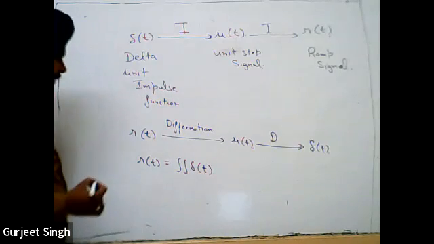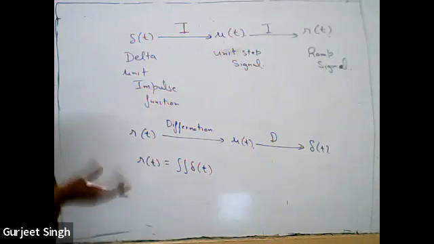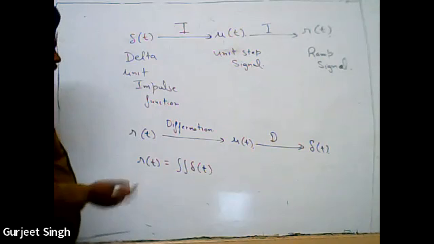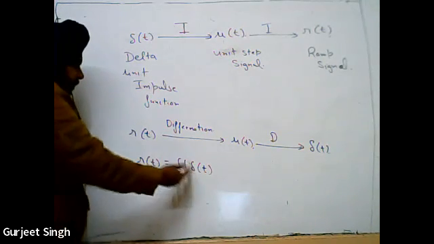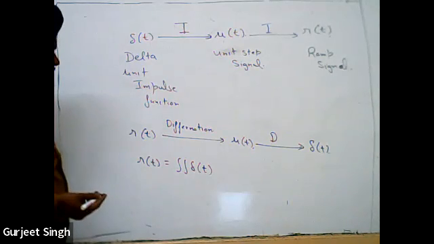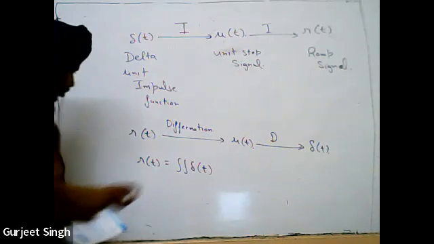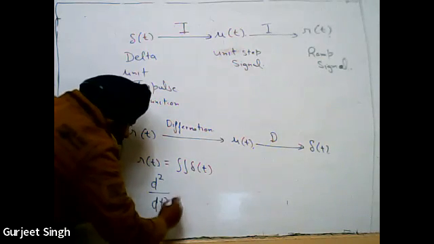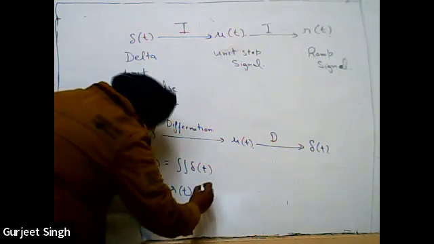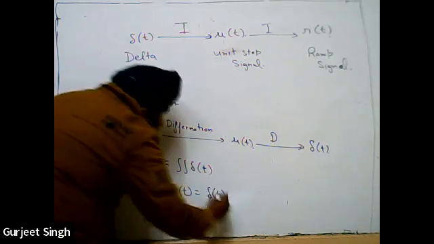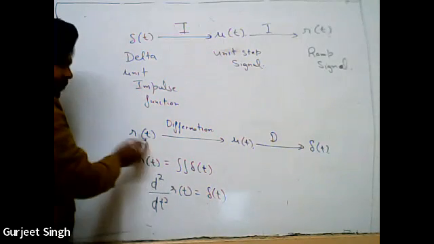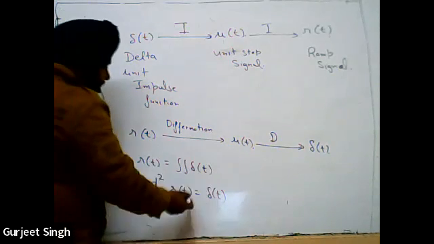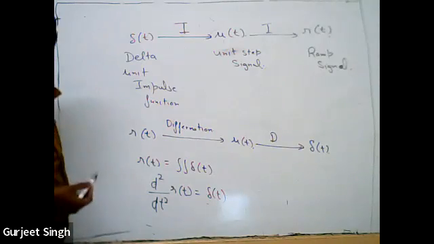Okay, so likewise I will write down here RT is equal to the double integration of the delta T. Like if the examiner asks you this question, what is the relation between the RT and the delta T? You can write down RT is equal to the double integration of the delta T. We can also write it as d square by dt square of the RT is equal to the delta T. Means when we double differentiate this ramp signal, we are getting the delta function as the output.